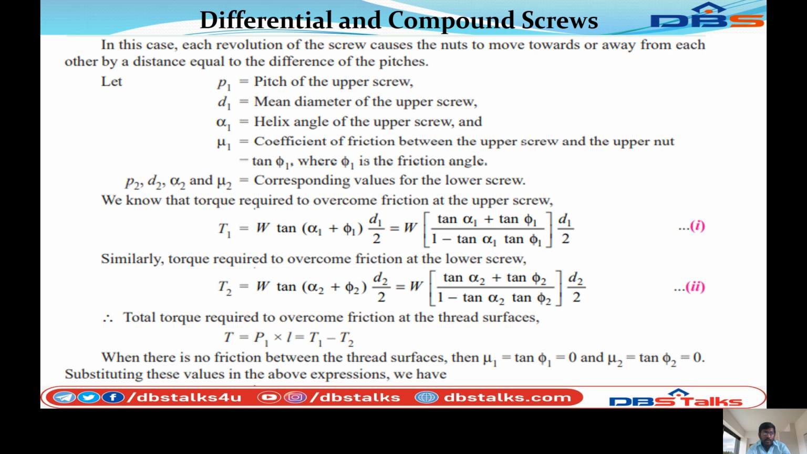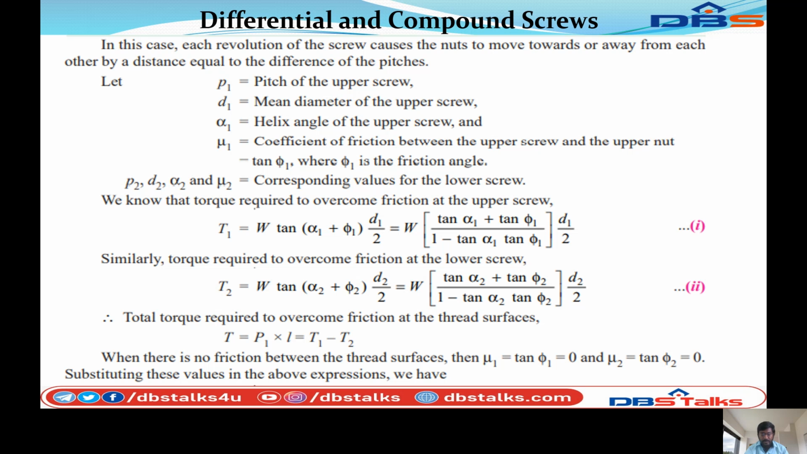the lower screw. So we know that the torque required to overcome the friction at the upper screw, T1, is equal to W into tan (alpha 1 plus phi 1) into D1 by 2, that is equal to W into (tan alpha 1 plus tan phi 1) by (1 minus tan alpha 1 tan phi 1) into D1 by 2. This is equation number 1. Similarly, the torque required to overcome friction at the lower screw, T2, is equal to W into tan (alpha 2 plus phi 2) into D2 by 2, that is equal to W into (tan alpha 2 plus tan phi 2) by (1 minus tan alpha 2 into tan phi 2) into D2 by 2.